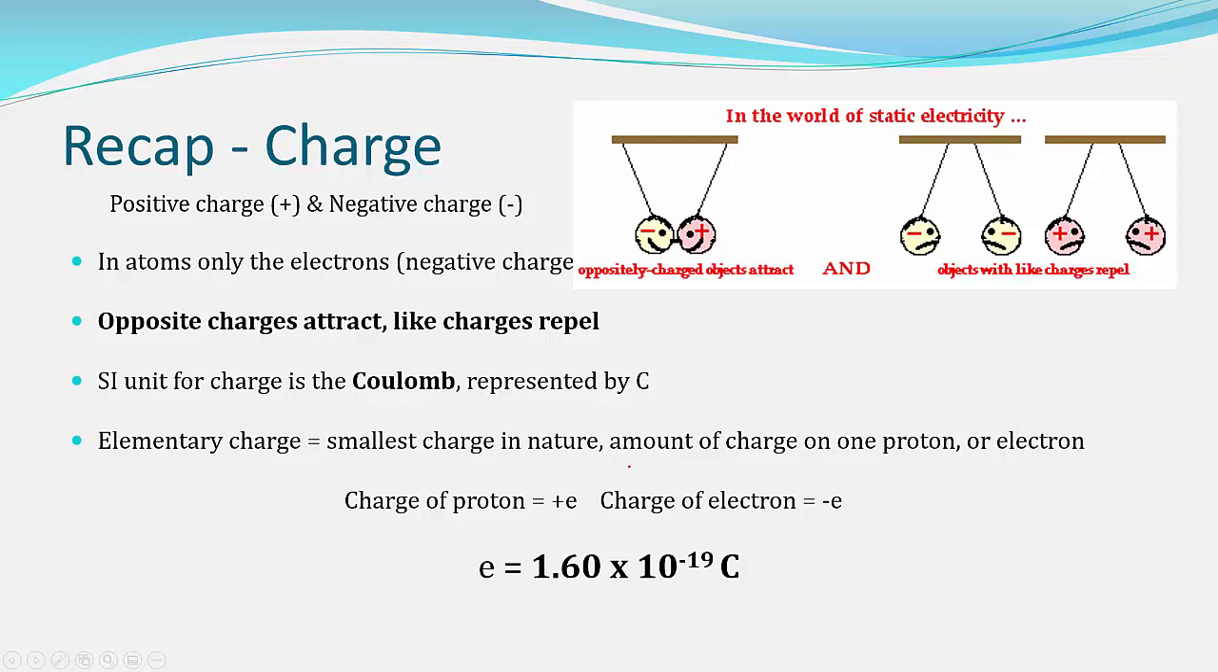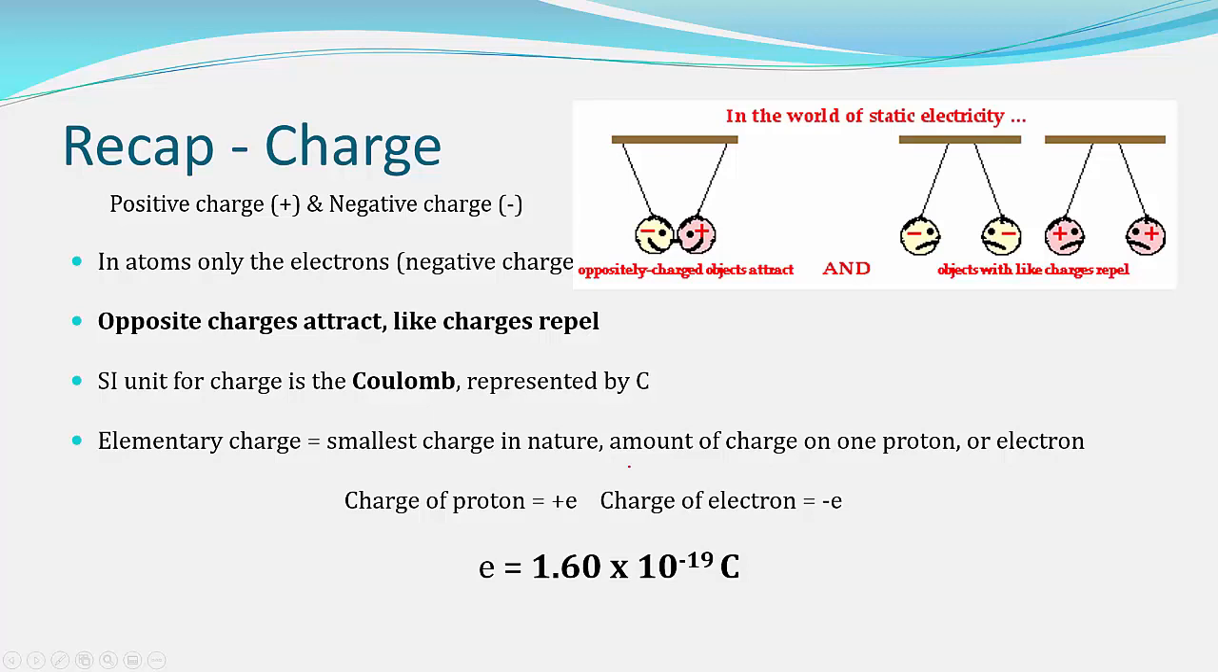So the one thing I just want to make sure we understand before we continue is the concept of charge. So you know that we have a positive charge and a negative charge in the universe. The electrons of an atom are negatively charged, and the protons of an atom are positively charged. And something that I'm sure you already know is that if you have two charges next to each other that are the same, then they will repel each other. And if you have two charges that are opposite each other, they will attract each other.